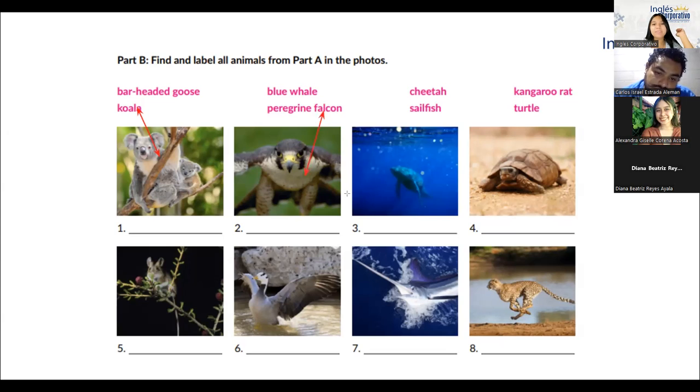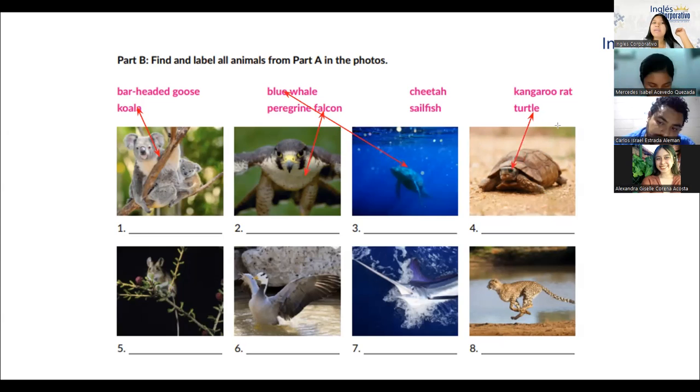Number three. Blue whale. Number four. A turtle. Okay, repeat after me and say turtle. Turtle. Okay, do you like turtles? Yes. All right, perfect. What about number five? What is number five? Kangaroo rat. Kangaroo rats. Yes. What about number six?